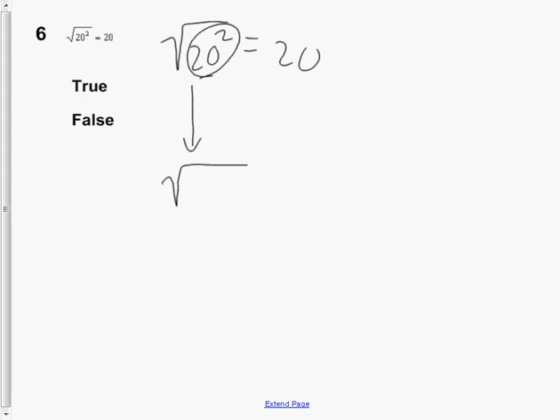The next one got a lot of people. So it says the square root of 20 squared is equal to 20. Well, the reason why this was a tricky question is you have to think of the square root of 20 squared as the same thing as the square root of 400. Because 20 squared is 400, so the square root of 400 is 20, and therefore this is a true statement.